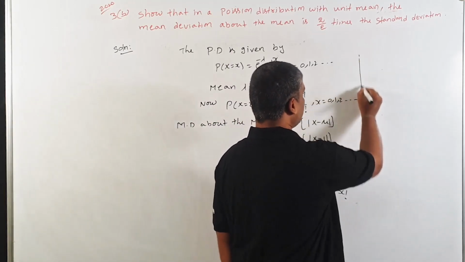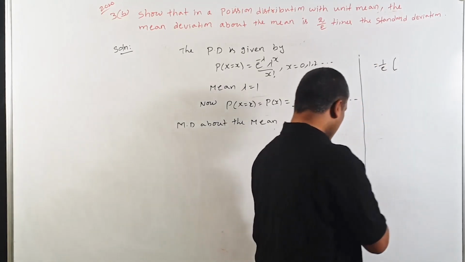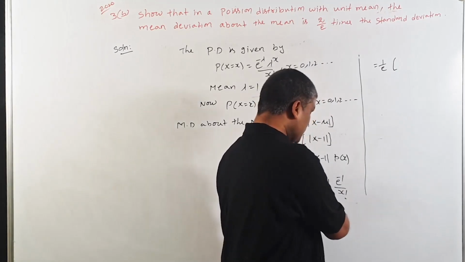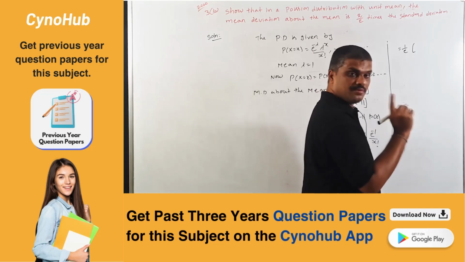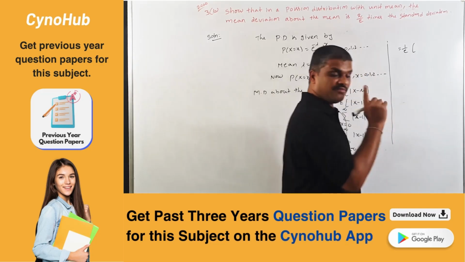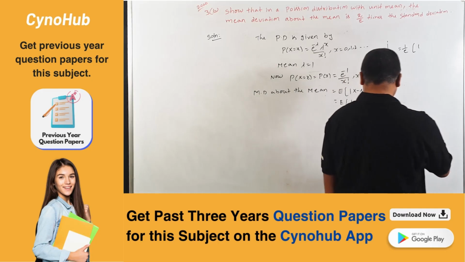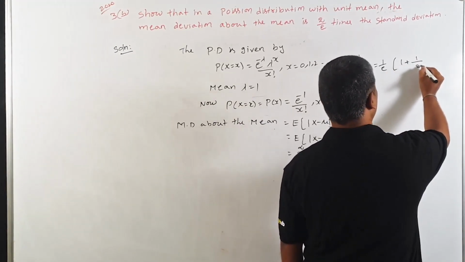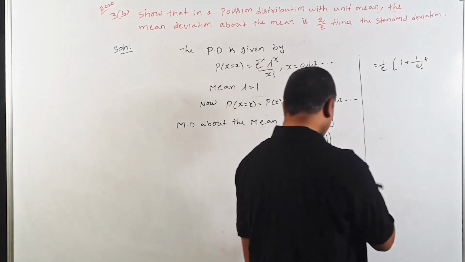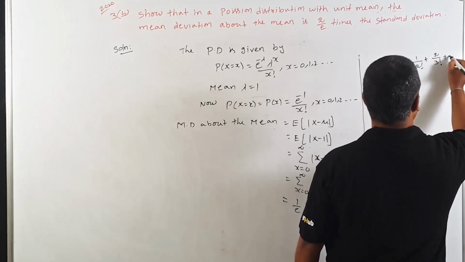Now we have to expand it. That is 1 by e into, for x equals 0, mod 0 minus 1 means mod minus 1. The modulus of a negative value becomes positive, that is 1. 0 factorial means 1, so 1 by 1 is 1. If x equals 1, the term will become 0, 1 minus 1. If x equals 2, mod 2 minus 1 means 1 by 2 factorial. If x equals 3, we get 3 minus 1, that is 2 by 3 factorial, plus and so on.